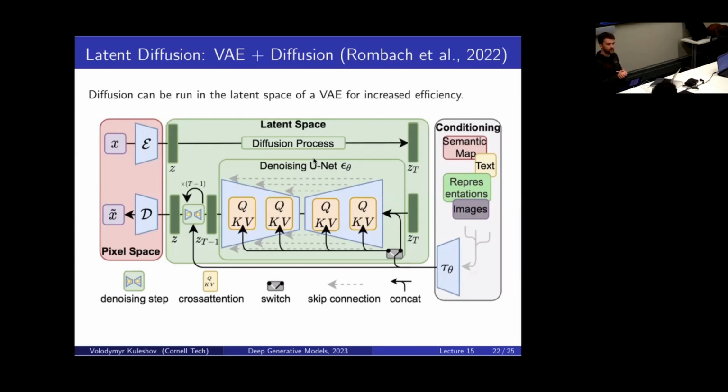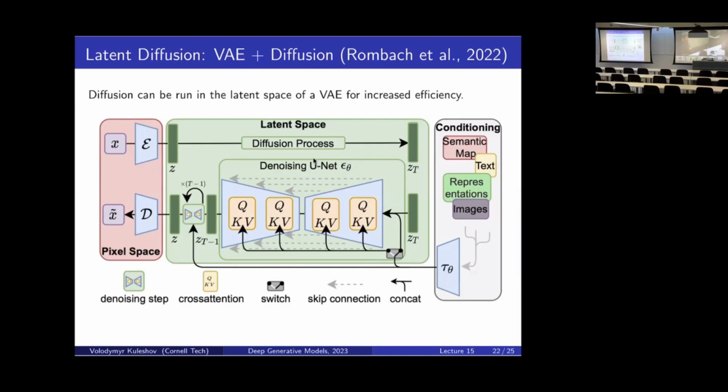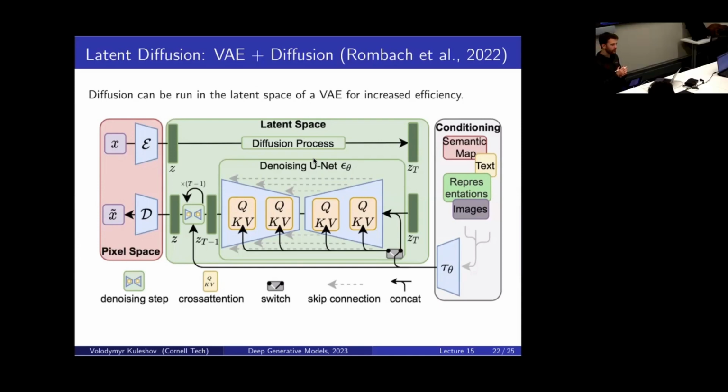And you can essentially view the variational autoencoder as compressing the images, similarly to how you do JPEG compression. You can do VAE style compression. So it takes an image, maps it to a compressed low dimensional representation, and then you generate in that low dimensional representation. So that's what a latent diffusion model is doing.